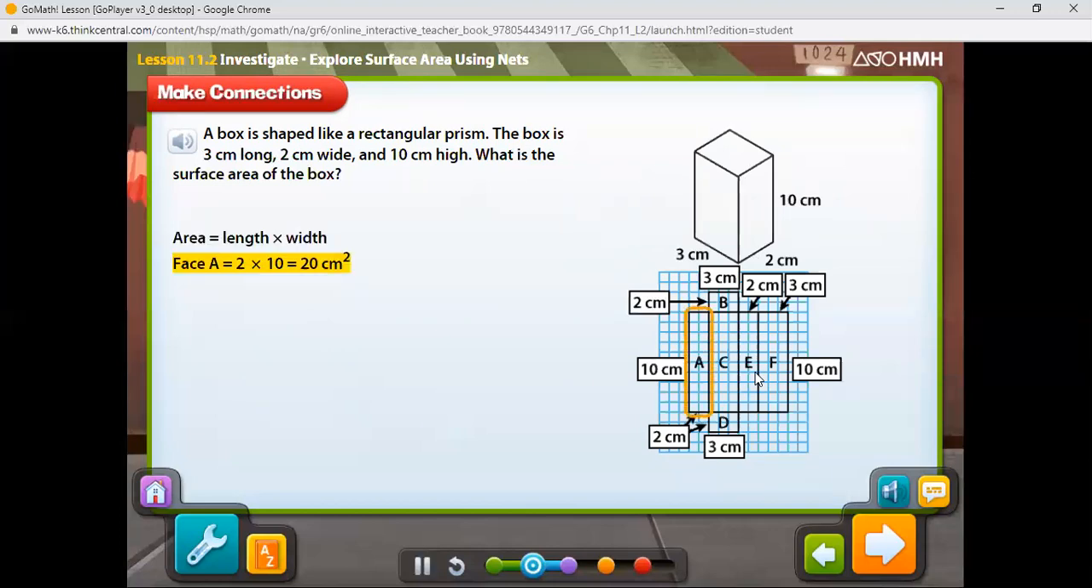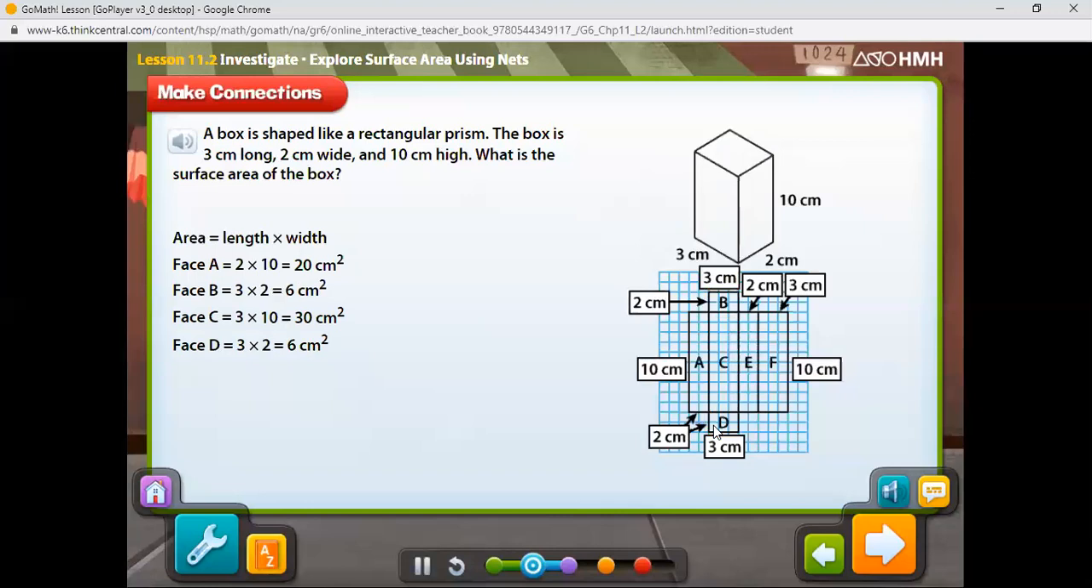The area of face A is 2 times 10, or 20 square centimeters. The area of face B is 3 times 2, or 6 square centimeters. The area of face C is 3 times 10, or 30 square centimeters. How do we find the area of face D? Face D is the same as face B, so face D is also 6 square centimeters.